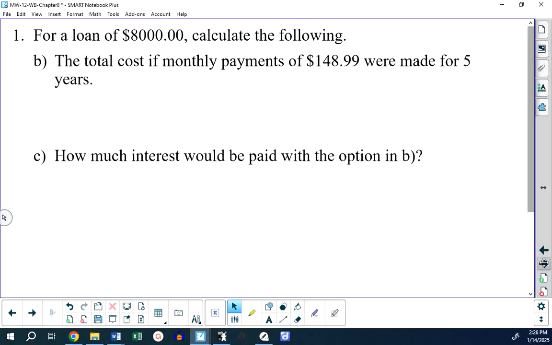This is the same question. If the total cost is to be found with monthly payments, all you have to do here is just think of it. It's $148.99 a month coming out of his pocket, month after month after month for 5 years. So in order for you to find out the cost, we can take 5 times 12, because there's 12 months in a year, times 148.99. That's it. Or you could figure out how many months there are in 5 years first and then multiply by 148.99.